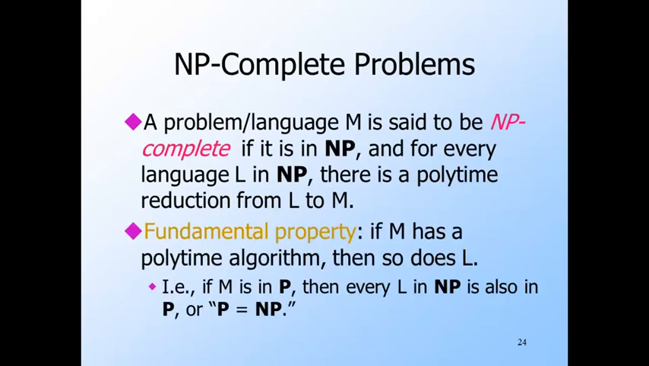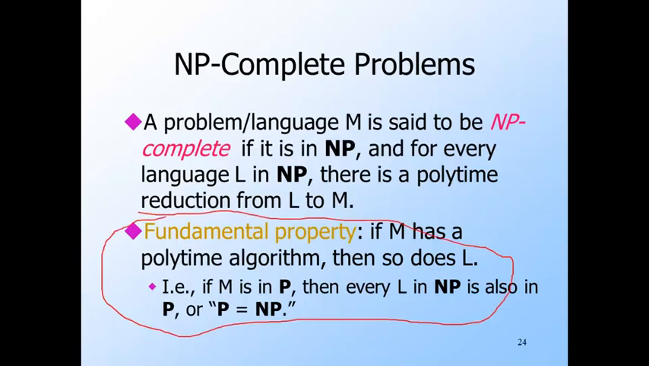An important consequence of the fact that M is NP complete is that if M has a polytime algorithm, then so does every language L in NP. That is, the classes of languages P and NP are the same, or P equals NP. Notice that earlier we suggested that the definition of NP completeness was simply that the language had this property. Steve Cook's original definition of NP completeness was exactly that, and it is often referred to as Cook completeness.